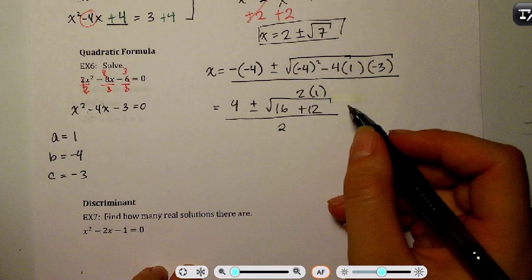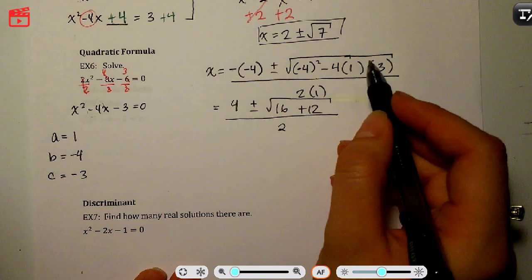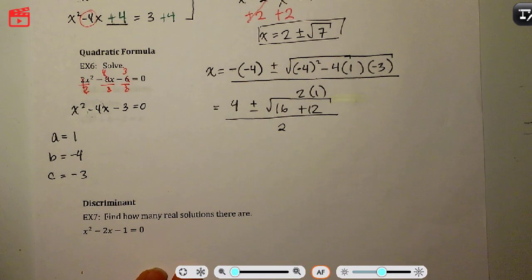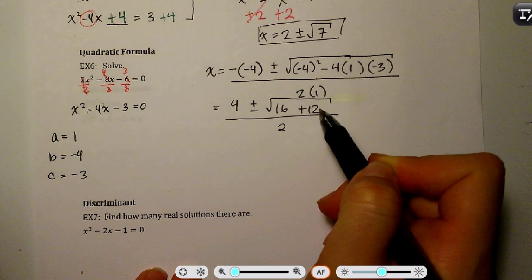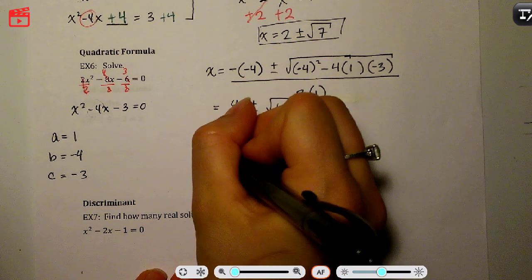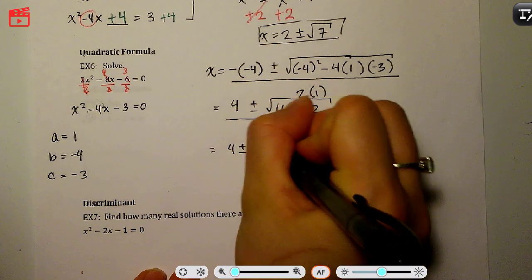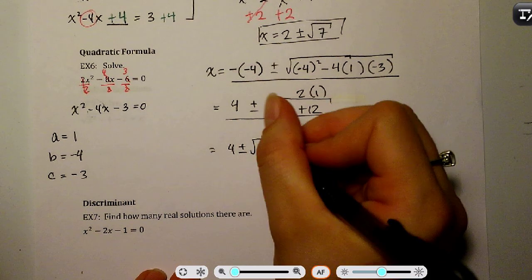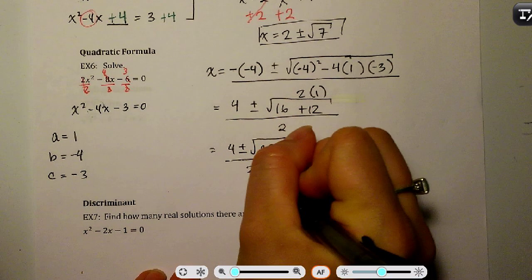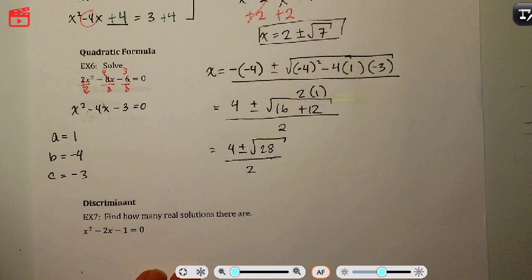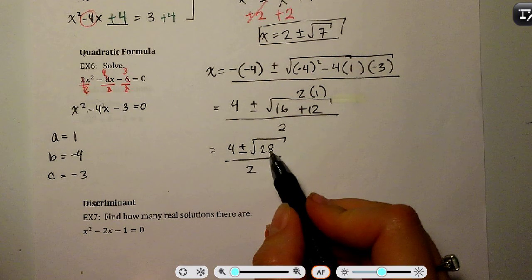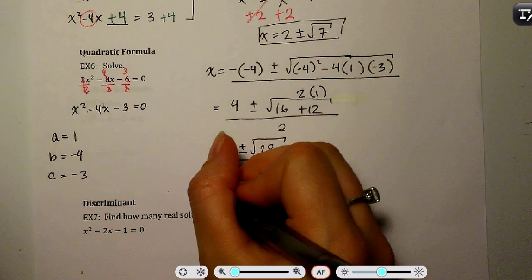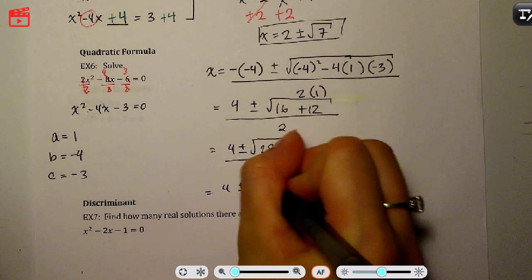Okay, let's go ahead and keep simplifying. So this term right here, that's called the discriminant. So the thing under the square root is the discriminant. Let's simplify that. It's going to be 4 plus or minus the square root of 16 plus 12, 28, divided by 2. Let's continue simplifying. Is there a perfect square value in 28? Let's see, 28 is 4 times 7. 4 is a perfect square number.